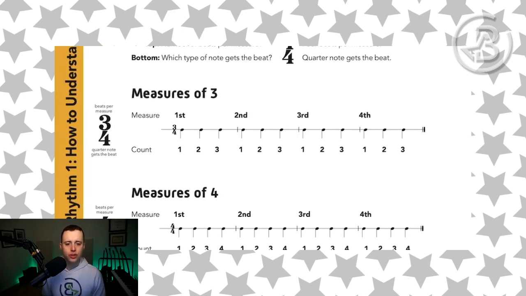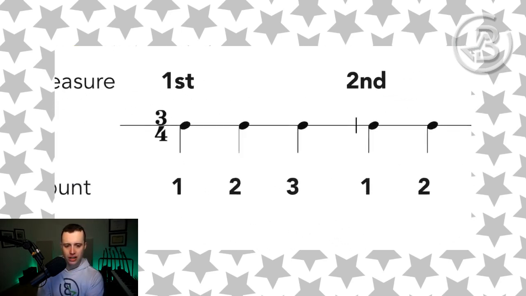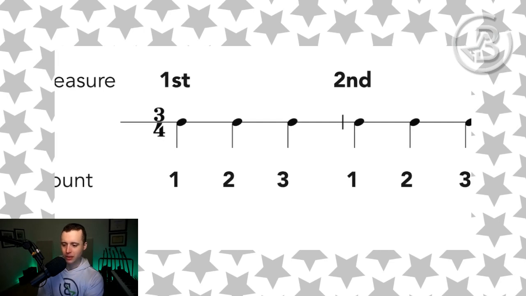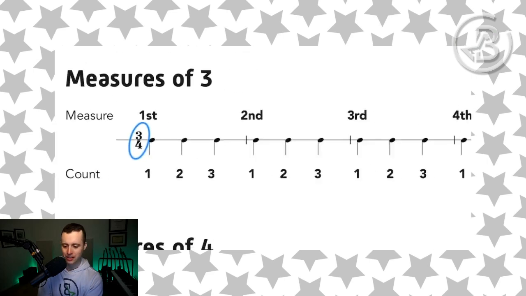So you can see, sure enough, we have 4 measures of 3 counts each. The first measure does not have a bar line to the left of it, but it does have a time signature.